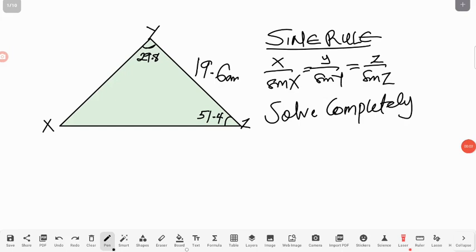Solving this angle completely is done by using the law that we call the sine rule. In using the sine rule to solve this problem, you must understand the meaning of the sine rule. You can see the z from here. The side that faces the angle z, we call small z. The side that faces angle y, we call small y.